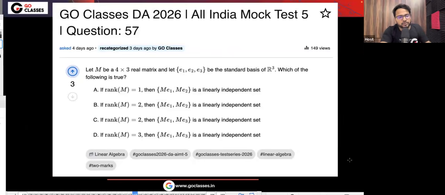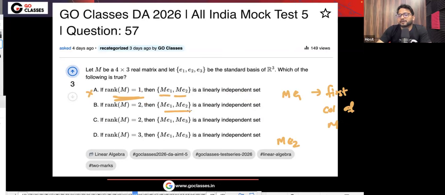Now let's see this question. This was an easy question only. Here in this question, they are saying that E1, E2, E3 are the standard basis, right? So if they're standard basis vectors, then M E1 is the first column of M, M E2 is basically the second column of M, and so on. So they're just asking: if rank is 1, then first and second columns are linearly independent. It is obviously not possible. If rank is 2, then it is guaranteed that two are linearly independent, but we don't know which two. So this is wrong and this is also wrong because we don't know which two. But if rank is 3, then obviously all 3 are linearly independent. So this is also linearly independent, right? So that's why D is the correct answer here.